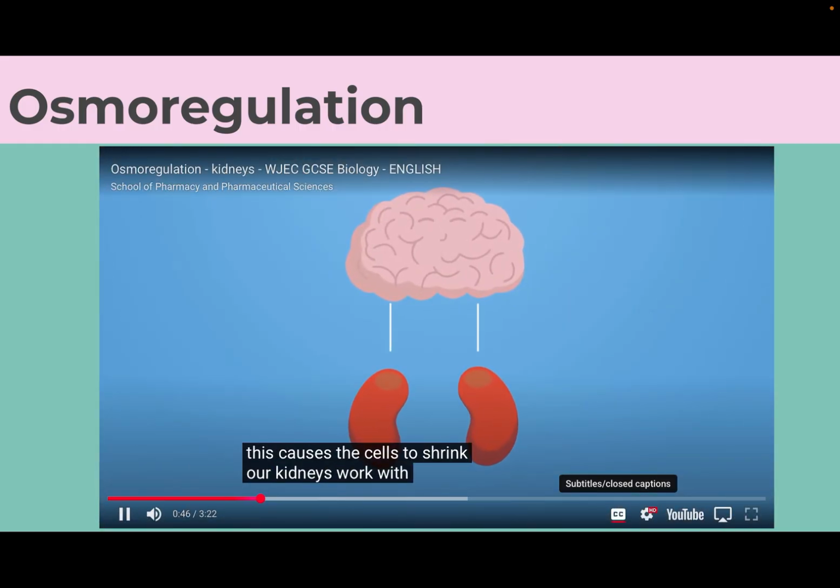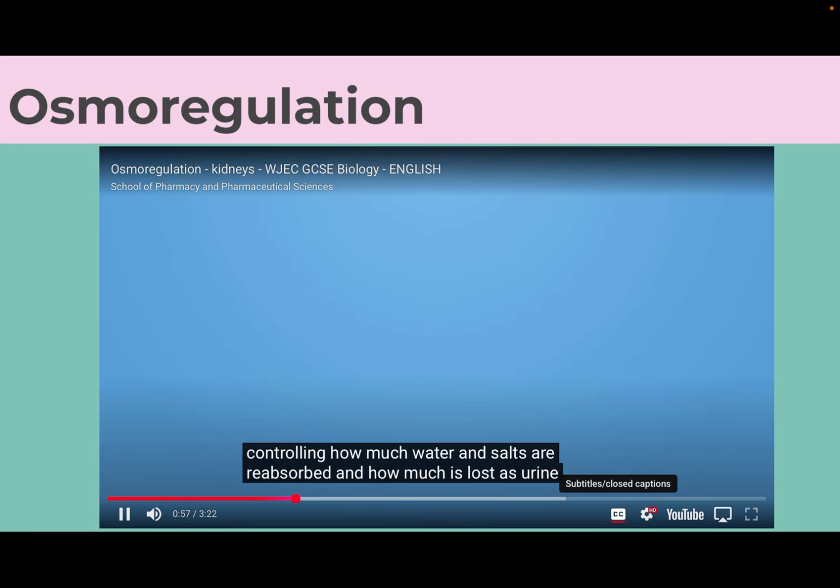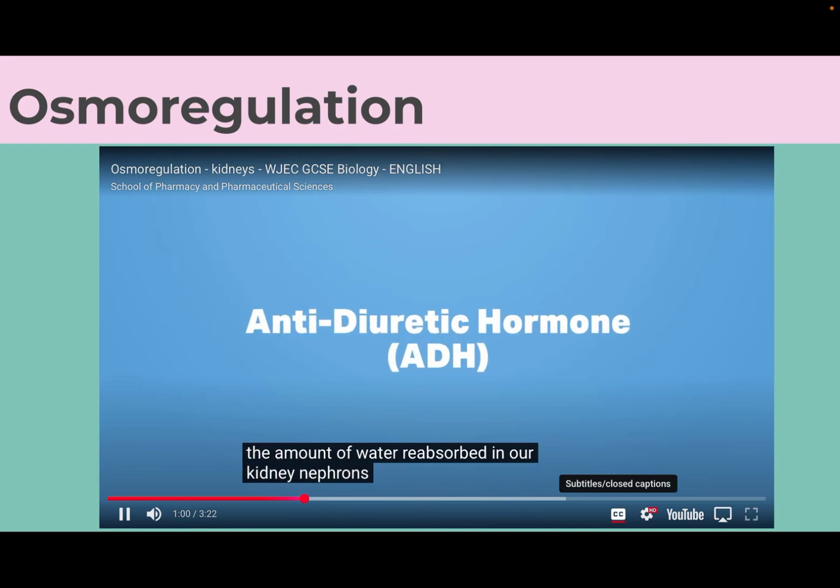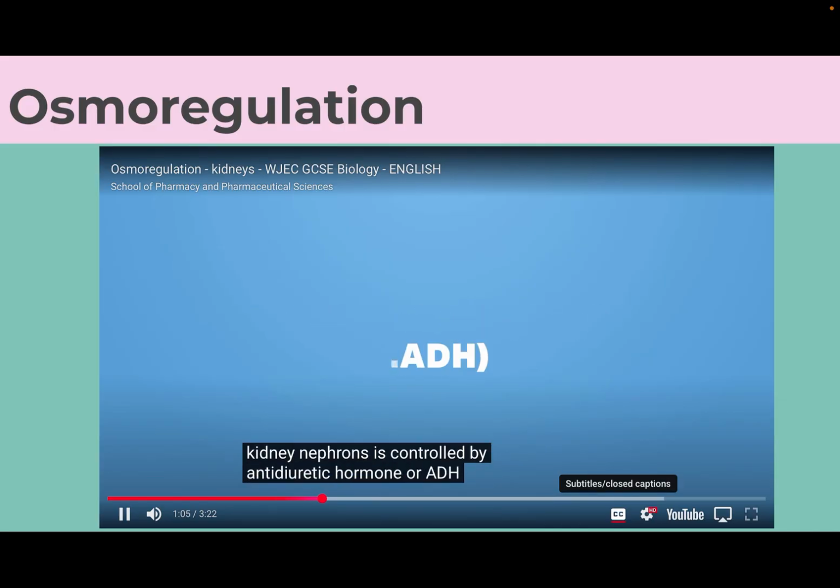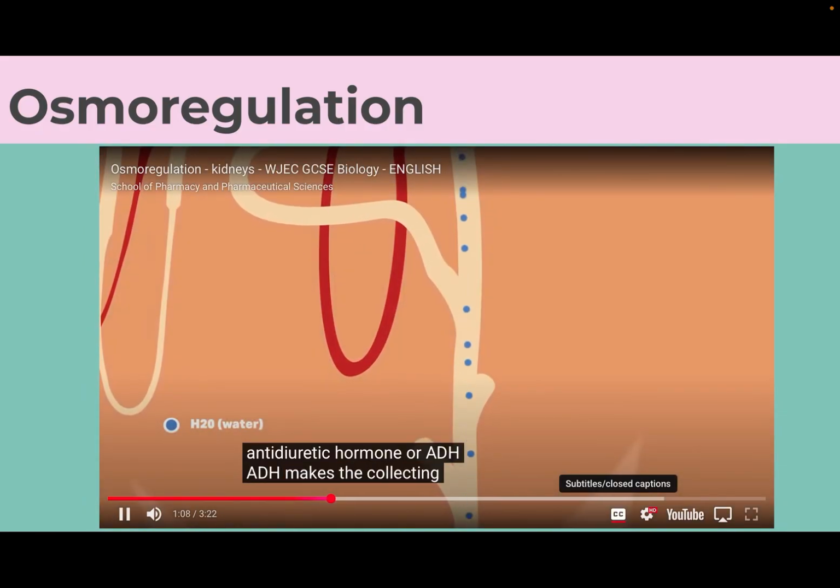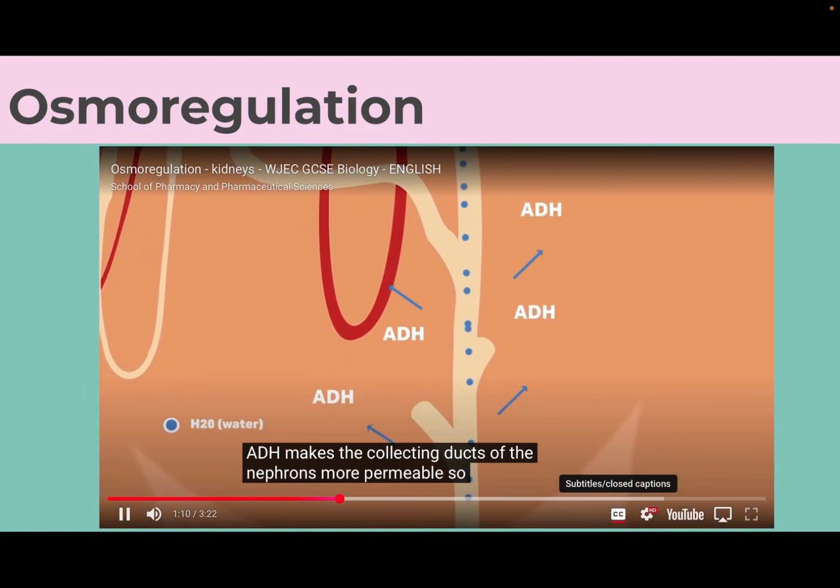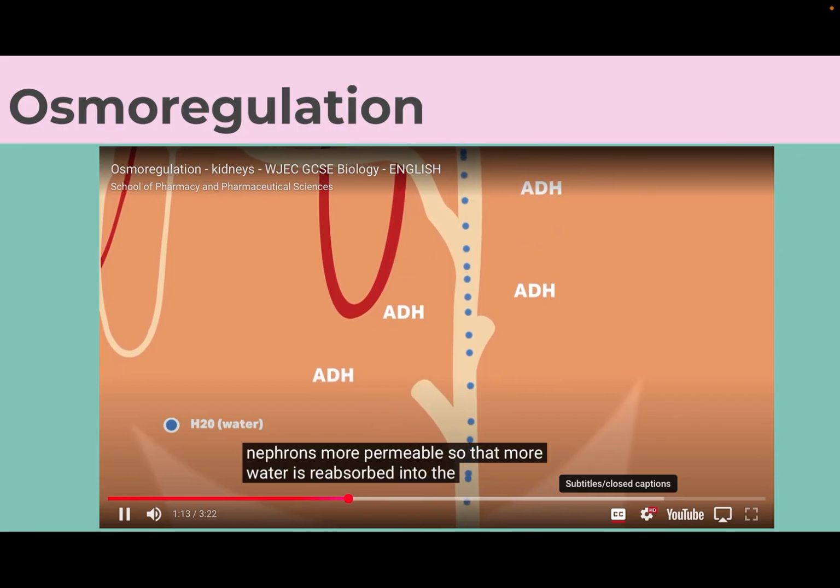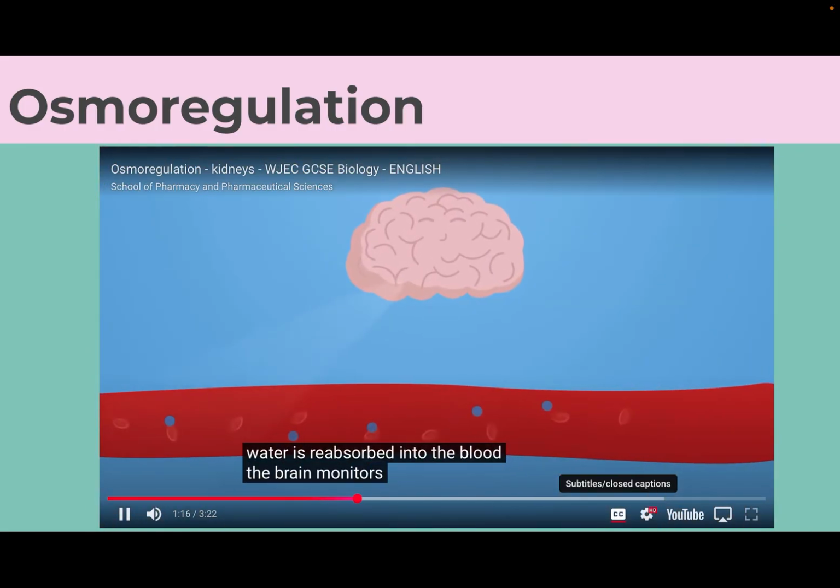Our kidneys work with our brain to help regulate our bodily water content by controlling how much water and salts are reabsorbed and how much is lost as urine. The amount of water reabsorbed in our kidney nephrons is controlled by antidiuretic hormone, or ADH. ADH makes the collecting ducts of the nephrons more permeable so that more water is reabsorbed into the blood. The brain monitors the water content of the blood and instructs the pituitary gland to secrete ADH into the blood according to how much is needed.